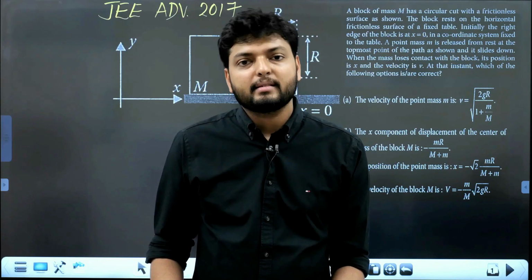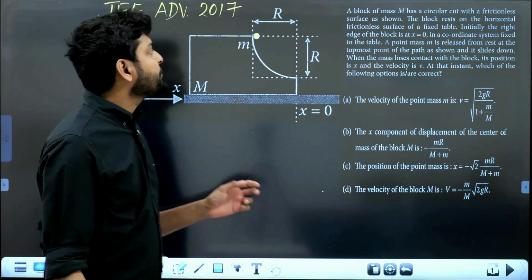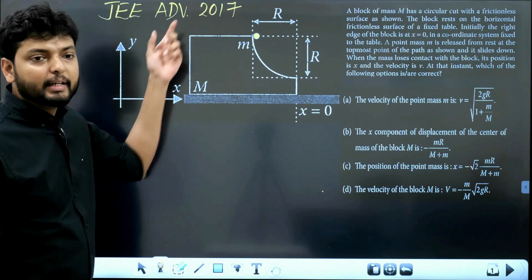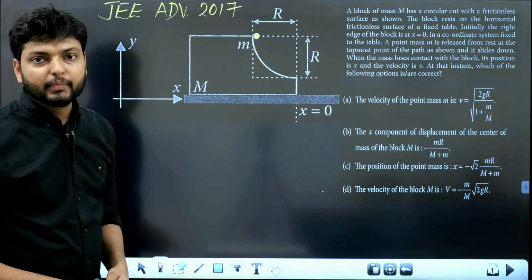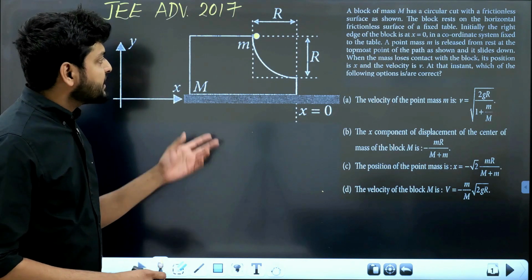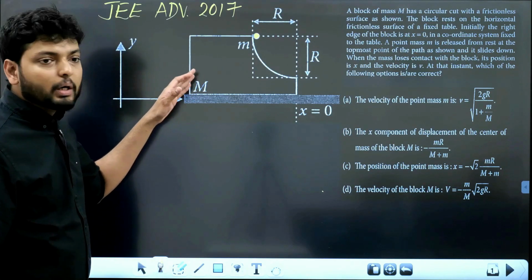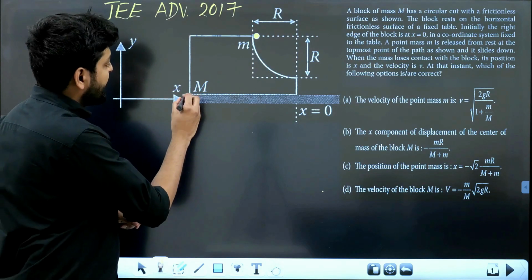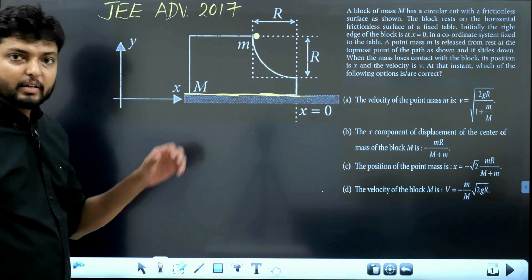from JEE Advanced. So today I have selected a question from JEE Advanced 2017. It is a question from System of Particles. So let us see the question. Here there is a block of mass capital M. It is resting on a frictionless surface. It is resting on a smooth surface.